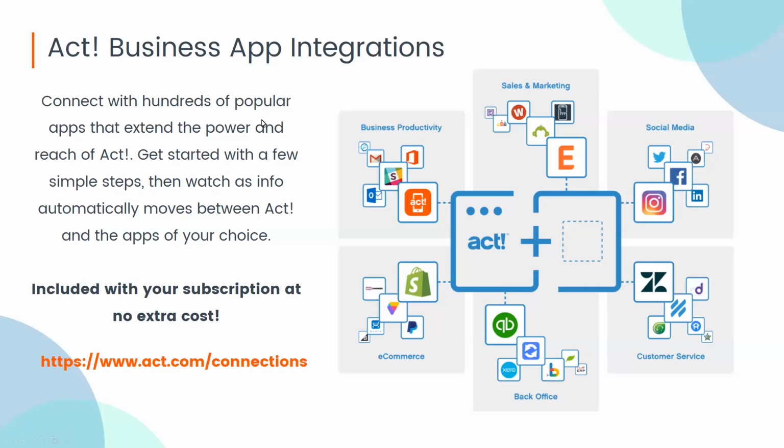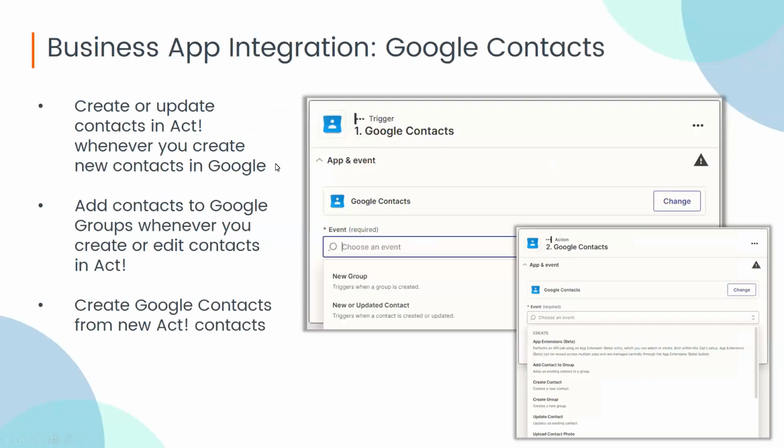But I want to look at some of the available connections, and I'm just going to demonstrate a few of these today. So the first one I want to talk about is connecting your ACT database, your ACT account, with your Google contacts. There's several different options for you here. You can create or update contacts in ACT whenever you create new contacts in Google. And then conversely, you can add contacts to Google whenever you create or edit contacts in ACT. And you can even add those contacts into your groups in Google. It just depends on how you want to set up the integration between ACT and Google.